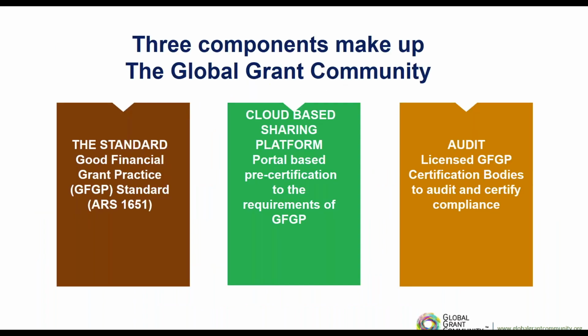There are three components that make up the Global Grant Community. The first one is the standard. This sets out the requirements that you need to do. The second one is a cloud-based sharing platform. That enables a grantee to do due diligence or an audit once and share it many times at the click of a button. And then there's the audit section of it, and Alex is going to talk to you more about that later on as well.